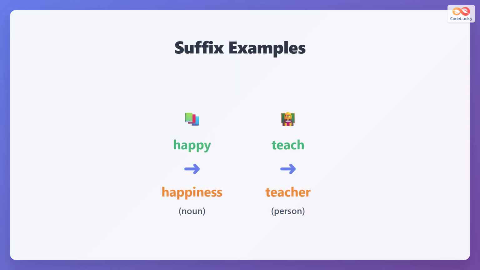Here are clear examples of suffixes in action. Happy plus ness becomes happiness, changing an adjective into a noun that describes a state or quality. Teach plus er becomes teacher, changing a verb into a noun that names a person. Each suffix creates a specific new word type.